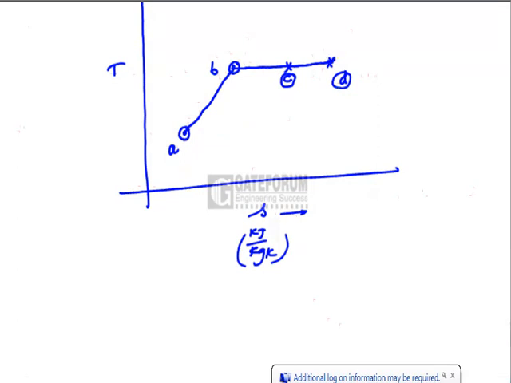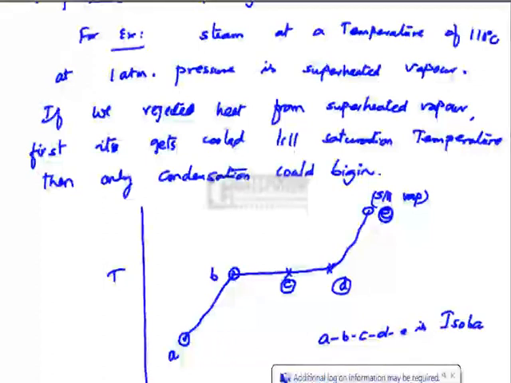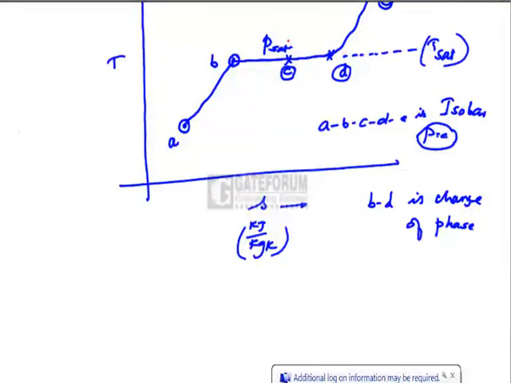Beyond D, if heating is continued, we get superheated vapor, corresponding to which I give a symbol E. This is superheated vapor. So A, B, C, D, E is an isobar because throughout pressure remains constant while heating is done. So B to D is change of phase from liquid phase to the vapor phase. The temperature corresponding to BCD is known as saturation temperature, and the respective pressure is saturation pressure.